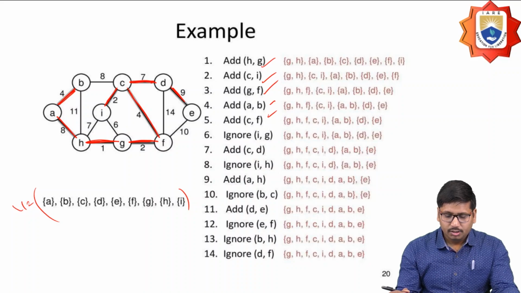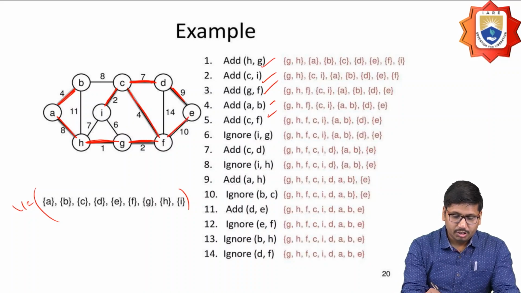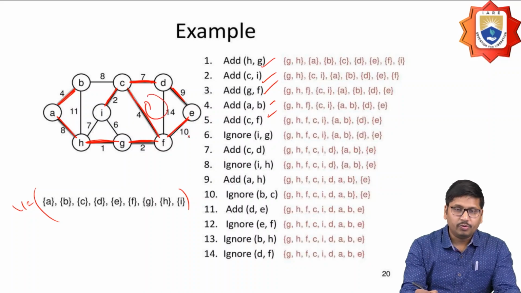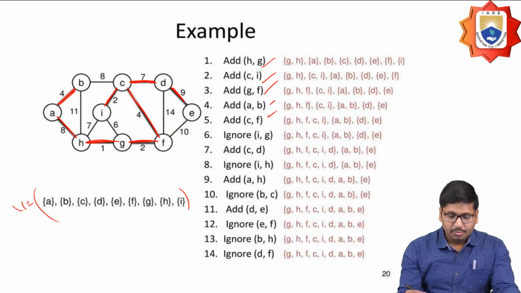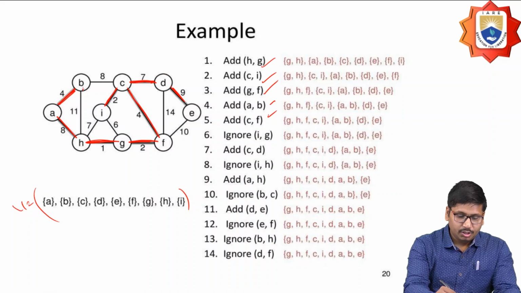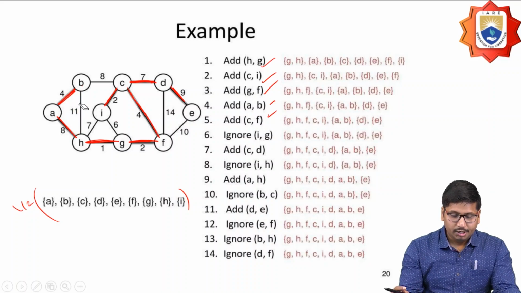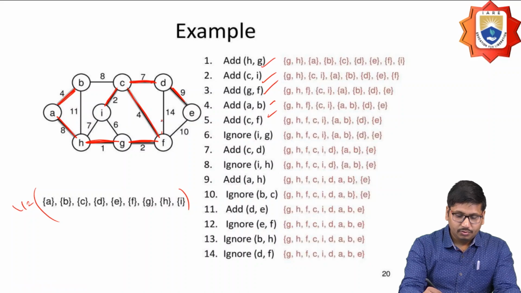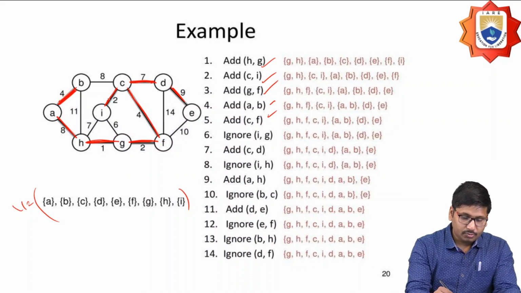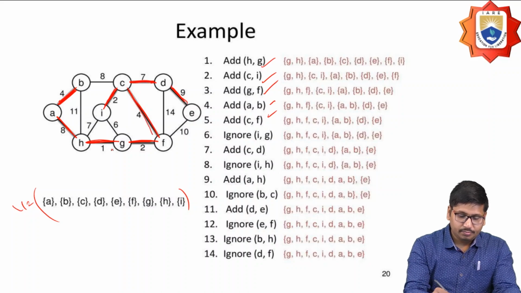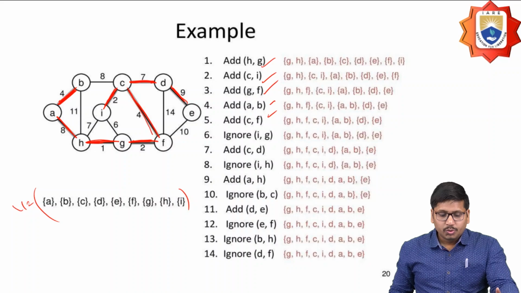Next minimum is EF, and if I consider this, it is going to form a cycle, so I'm not going to consider it. And next minimum is this one; if I add it, again it is going to form a cycle. And DF next, if I add this, it is also going to form a cycle. Finally, this should be the resultant minimum spanning tree according to Kruskal's algorithm. Okay, so like this we consider Kruskal's algorithm.